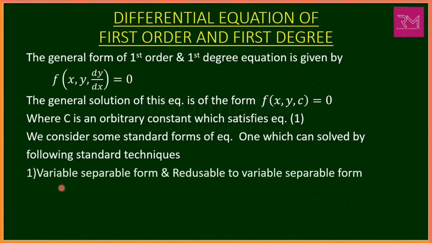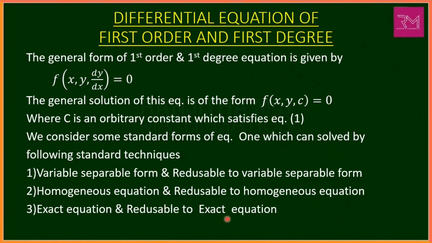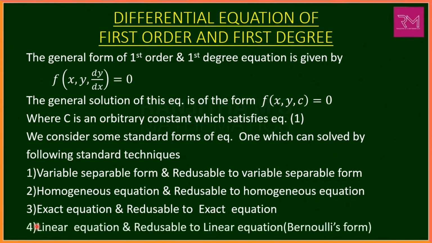Here, the first technique is variable separable form and reducible to variable separable form. The second one is homogeneous equation and reducible to homogeneous equation. The third one is exact equation and reducible to exact equation. And the fourth one is linear equation and reducible to linear equation, which we can call Bernoulli's form. So these are all the four techniques. With the help of these techniques, we find the general solution for the first order and first degree equation, that is f of x, y, dy by dx equal to 0.